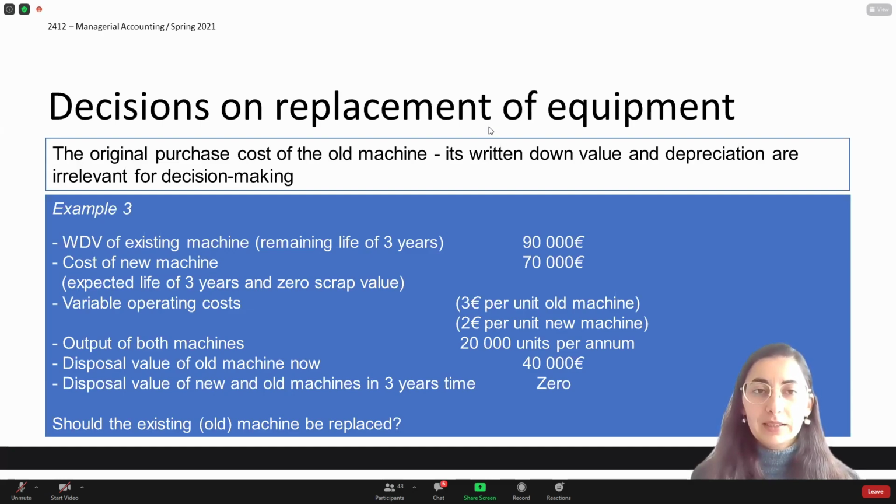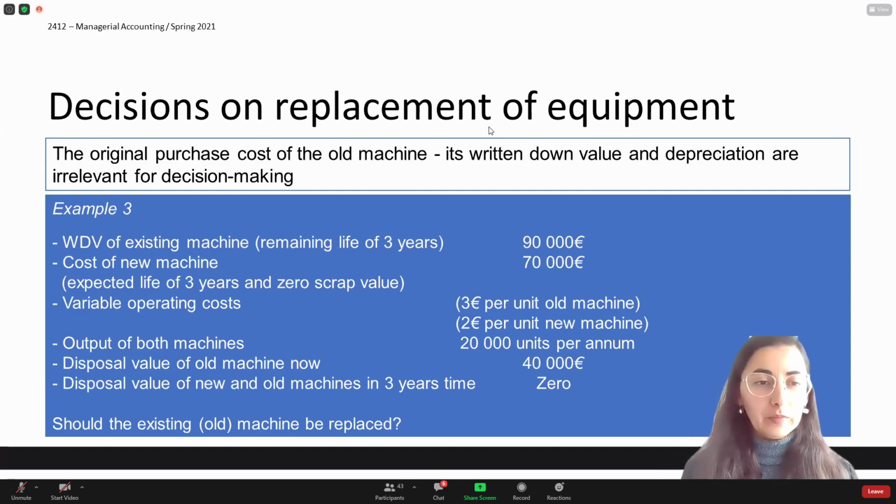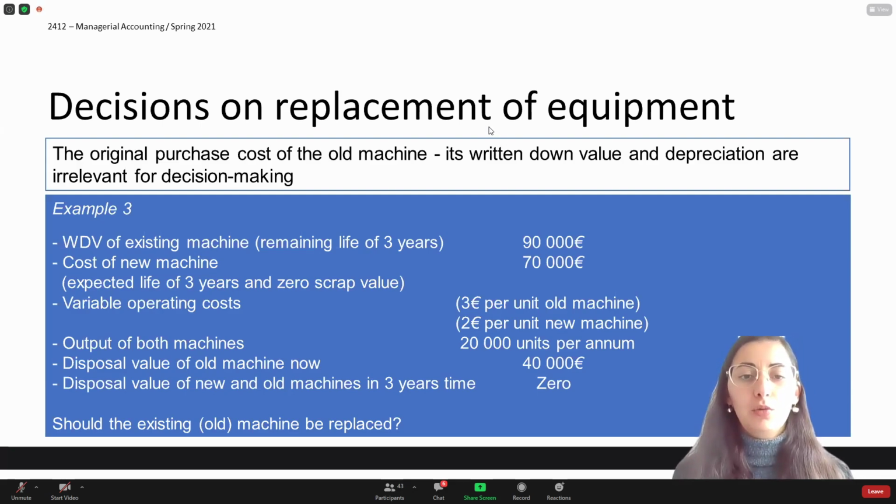This is important because the expected life is the same for both cases. And this needs to be the case when we want to make this kind of comparison. Otherwise, we have to consider the scrap value. Then we have the variable operating costs both for the old machine and for the new machine. So how much it costs producing. We see that the new machine is more efficient. It only costs 2 euros per unit to produce, while with the old machine, it costs 3 euros to produce each unit.